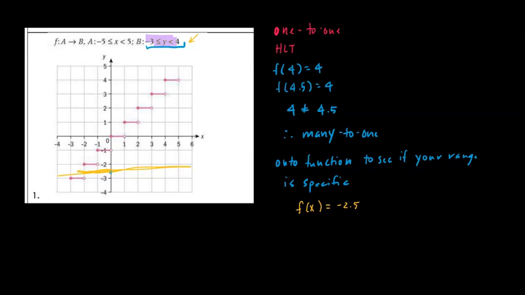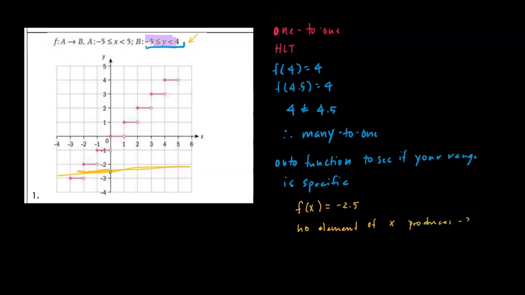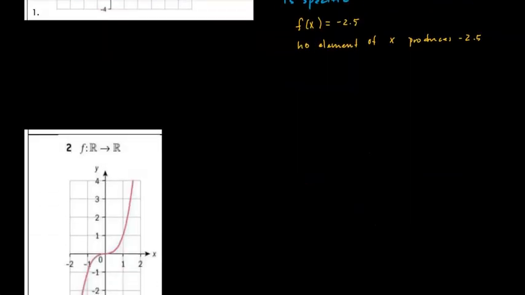So therefore x is undefined. There is no element of x, okay? You can write this in different ways. No element of x maps or produces -2.5, and 2.5 is included in here. Okay, good job, guys. Number 2.